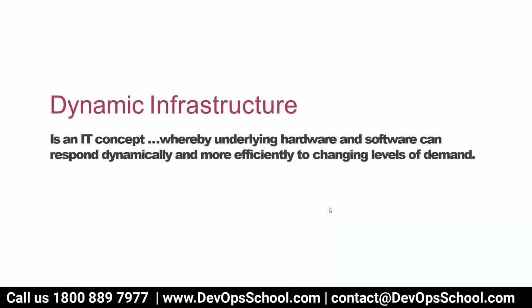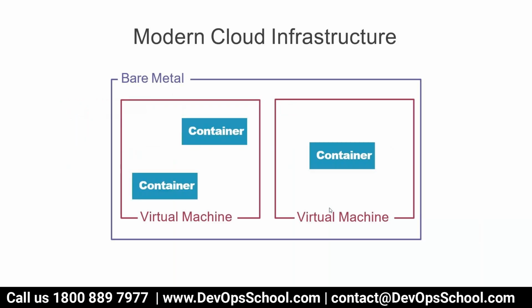Dynamic infrastructure is an IT concept whereby underlying hardware and software can respond dynamically and more efficiently to changing levels of demand. Now this is the modern cloud infrastructure. We are all running everything in containers and with Kubernetes, so we are aware of it.